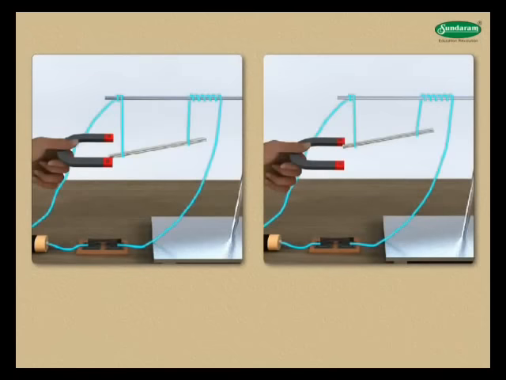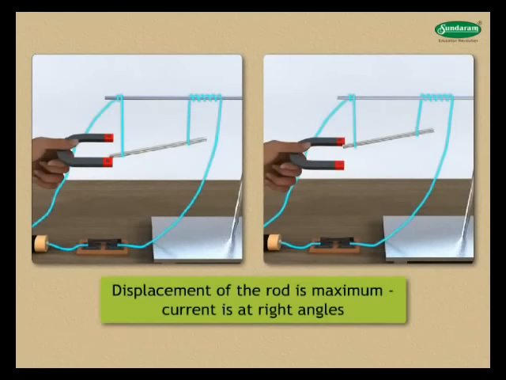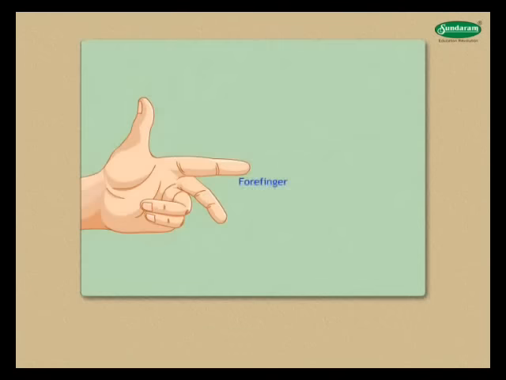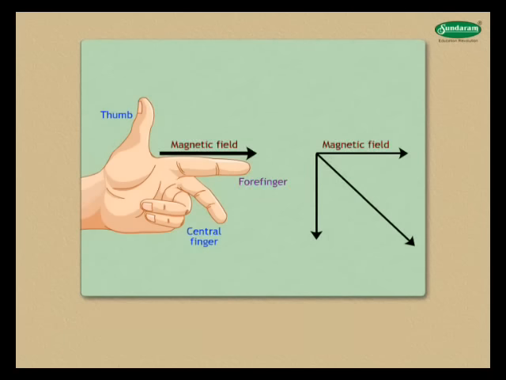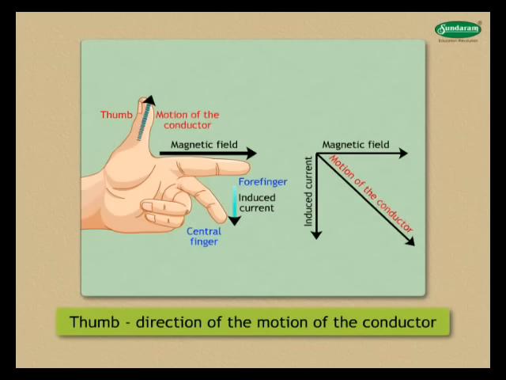The direction of force depends on the direction of the current and the direction of the magnetic field. The displacement of the rod is maximum when the direction of the current is at right angles to the direction of the magnetic field. Let us learn Fleming's left-hand rule. Stretch the forefinger, the central finger, and the thumb of your left hand mutually perpendicular to each other. If the forefinger shows the direction of the field and the central finger shows the direction of the current, then the thumb will point towards the direction of the motion of the conductor.